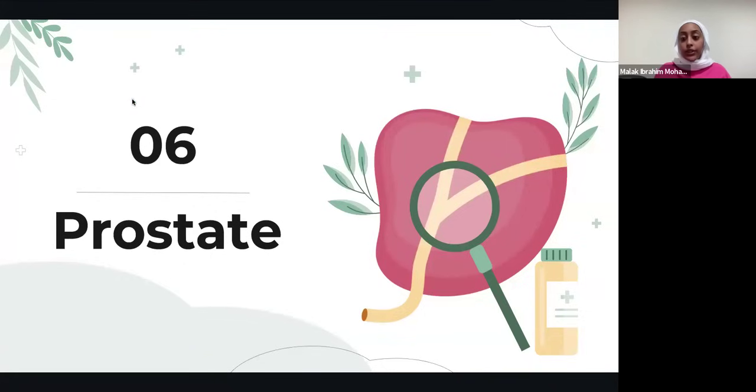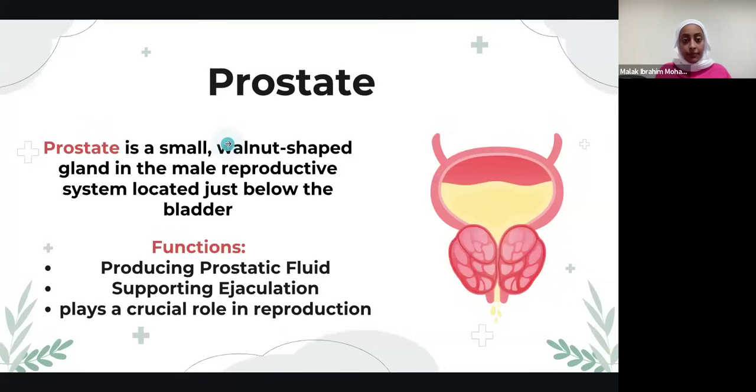Okay, so the next structure is the prostate. The prostate is basically a small walnut-shaped gland that's found in the male reproductive system, and it's just below the bladder. So this is the bladder, and this is the prostate. It looks like a walnut, and it's only in the male reproductive system. And what's the function of this prostate? It produces the prostatic fluid. It helps in ejaculation, and those two roles will help in the reproduction process.